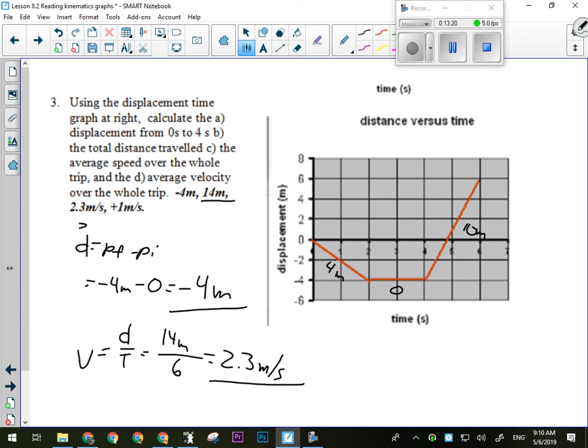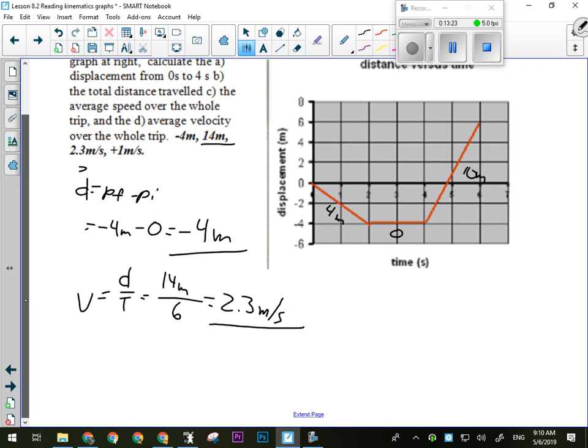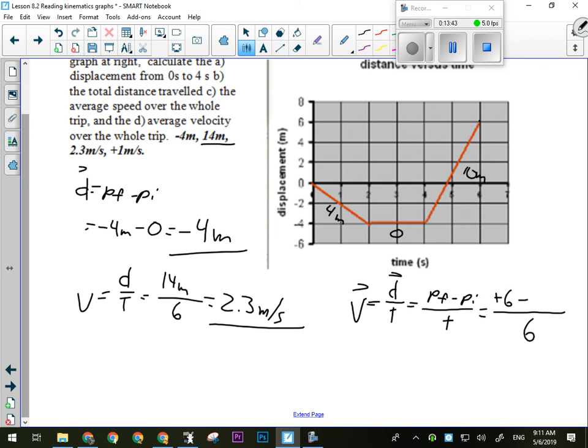Then lastly, we want the average velocity over the whole trip. Average velocity is displacement divided by time, and that means final position minus initial position divided by time. We already know the time is 6 seconds, so we can put that in right now. Then I've got to do this calculation. Final position, positive 6, minus our initial position, 0. So it's 6 over 6, which is an average velocity of positive 1 meter per second.